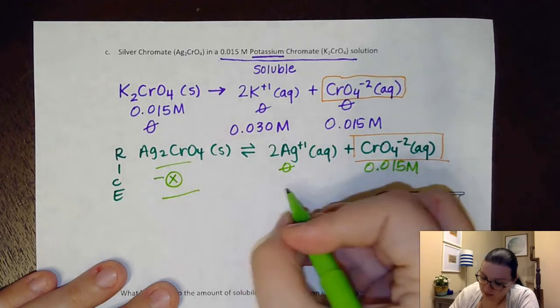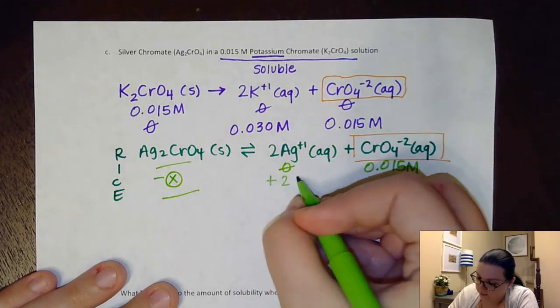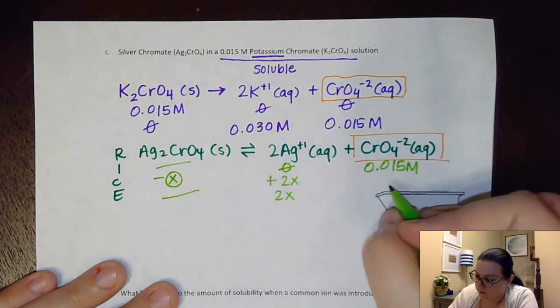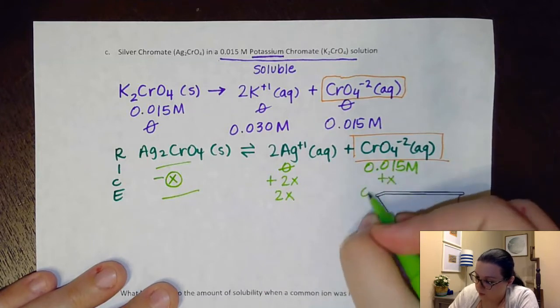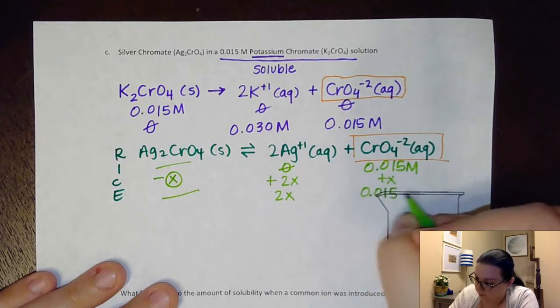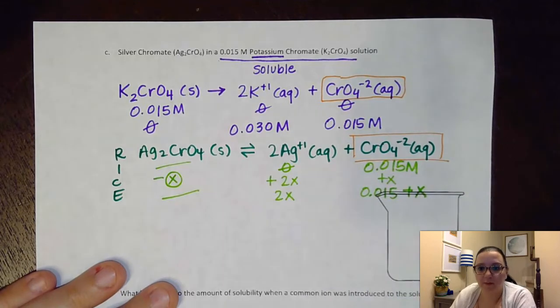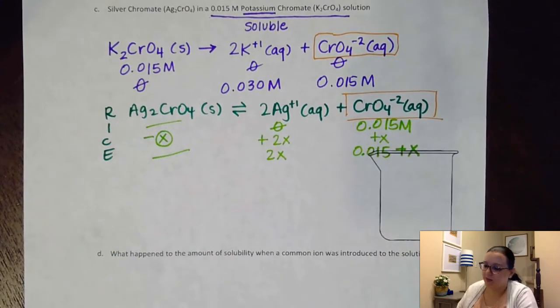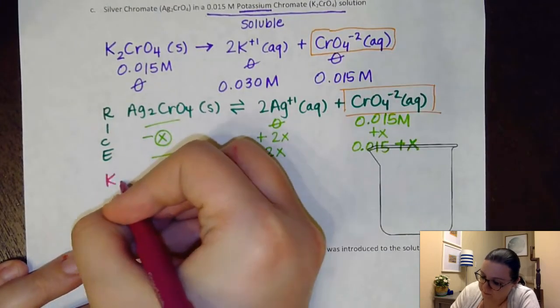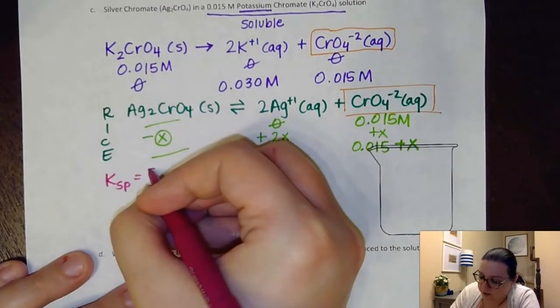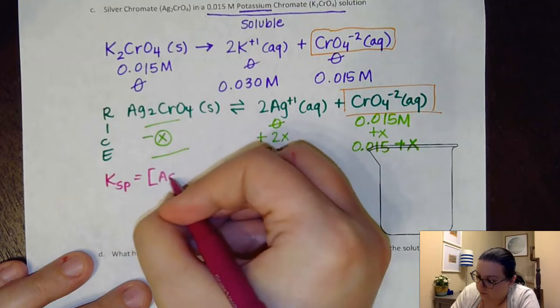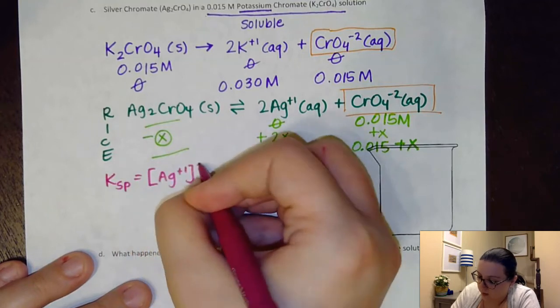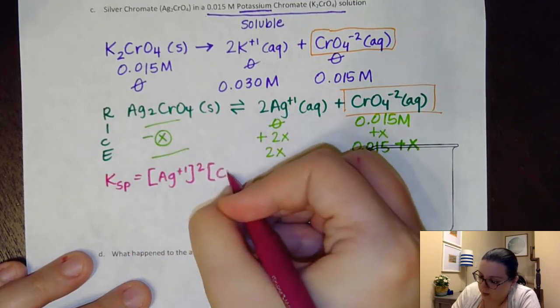Then add the 2x, so we end up with 2x of this at the end. Add the x, so I end up with 0.015 plus x here. Sorry, that's kind of running into my particle diagram. All right, so yet again, I'm now going to plug this into Ksp. That equation still hasn't changed. It's still silver to the first, squared, times the chromate.